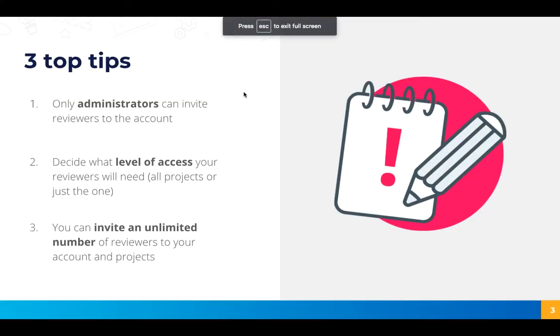So a few top tips for adding reviewers to the account. Firstly, only administrators can invite reviewers into the account. So if you aren't an administrator, ask someone else to help you. Secondly, decide what level of access your reviewers will need, whether it's one project or more than one, whether it's the whole department or the whole account. You can decide. And thirdly, you can actually invite an unlimited number of reviewers into your account. So it gives you the scope to invite multiple people into multiple projects and get different pairs of eyes on it. So it gives you a lot of flexibility there.